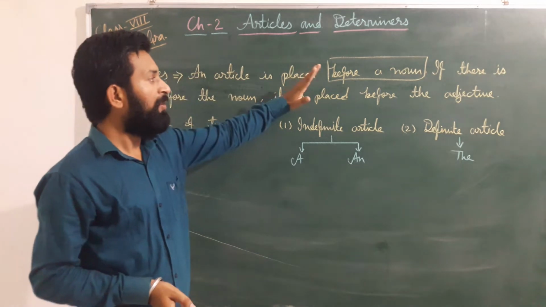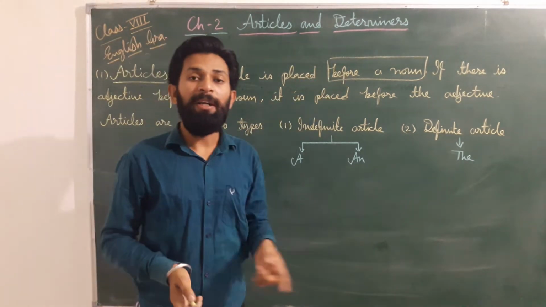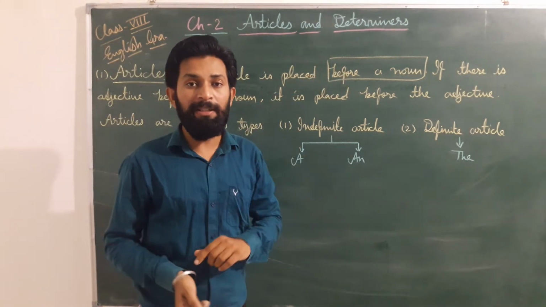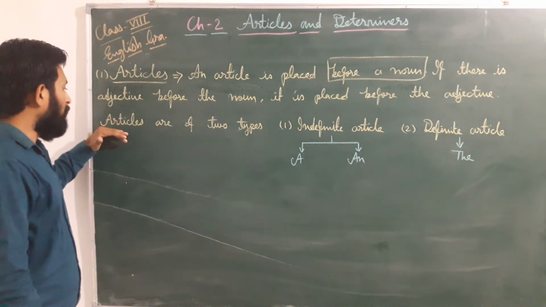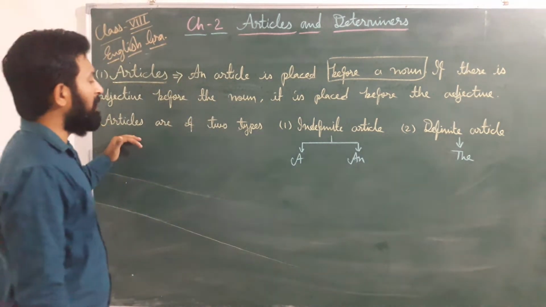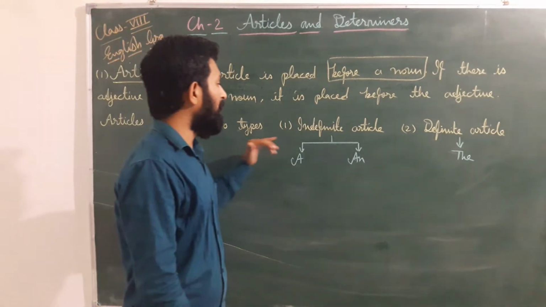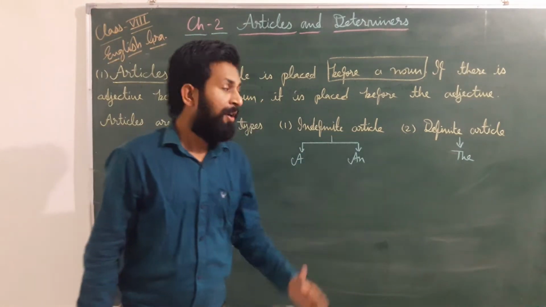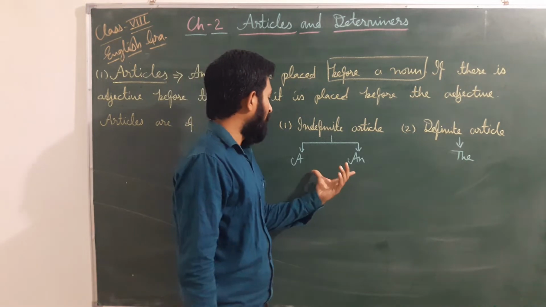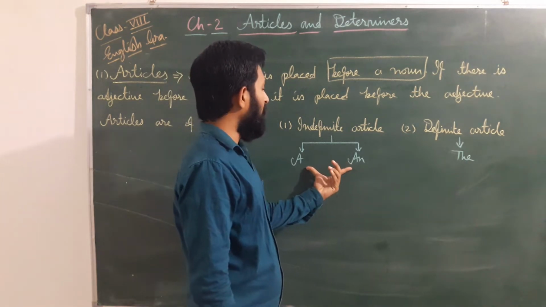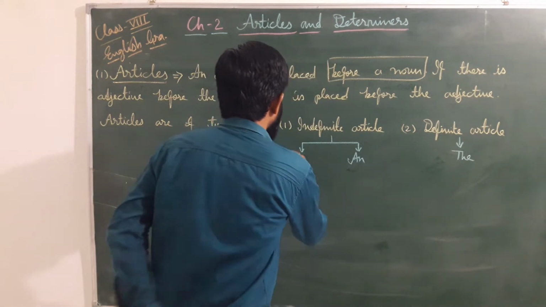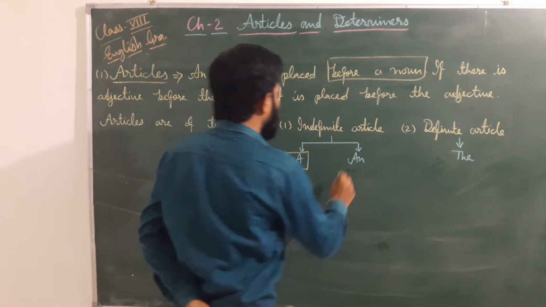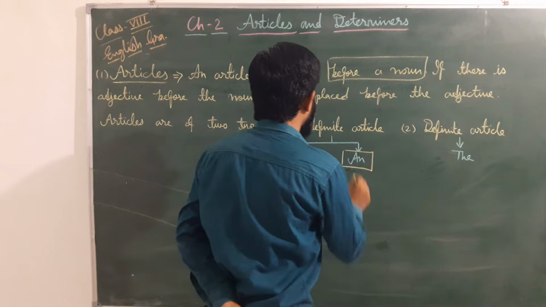If there is only a noun, then you have to place the article before the noun. But if there is any adjective before the noun, then you have to place the article before the adjective. And if we talk about the types of articles, then we can say that articles are mostly of two types: indefinite article and definite article. Indefinite article is again classified into two types, a and an, and definite article is only one, the. At first we will talk about article a and article an.